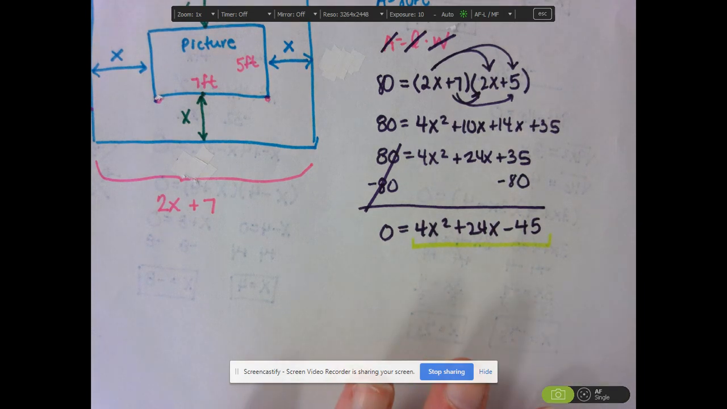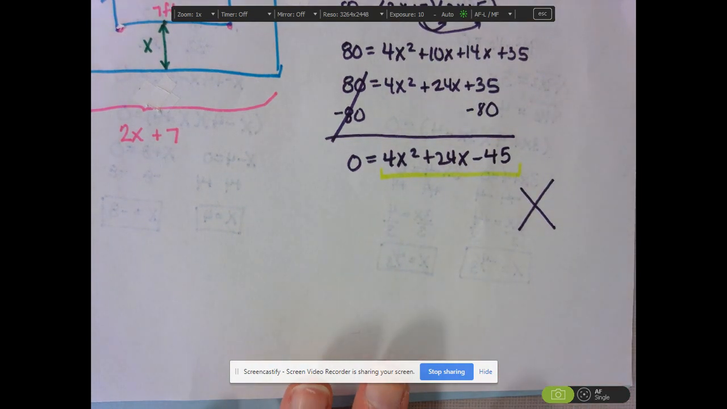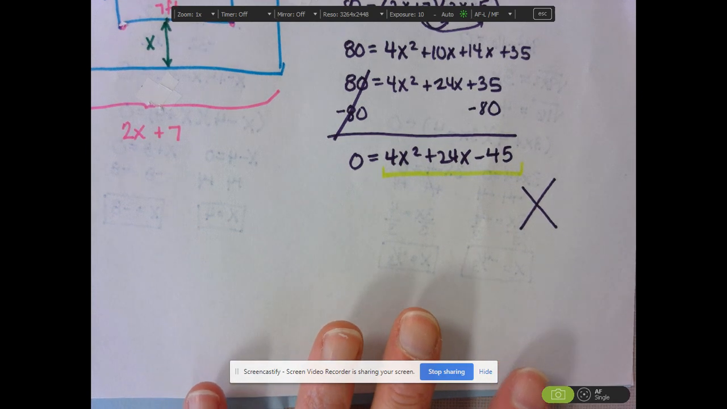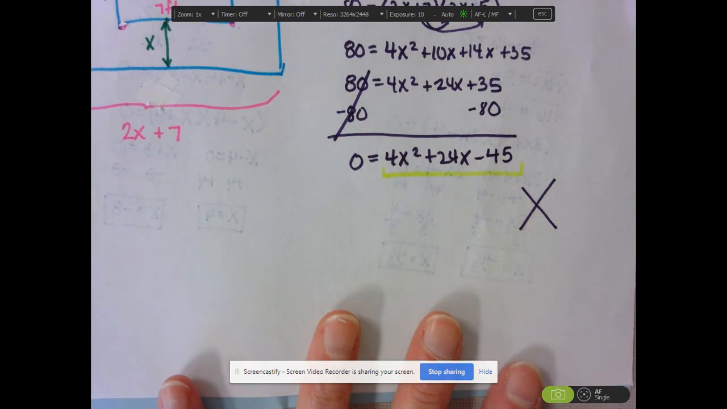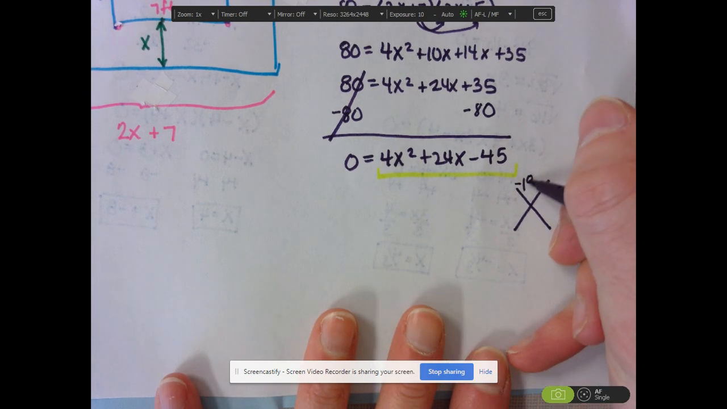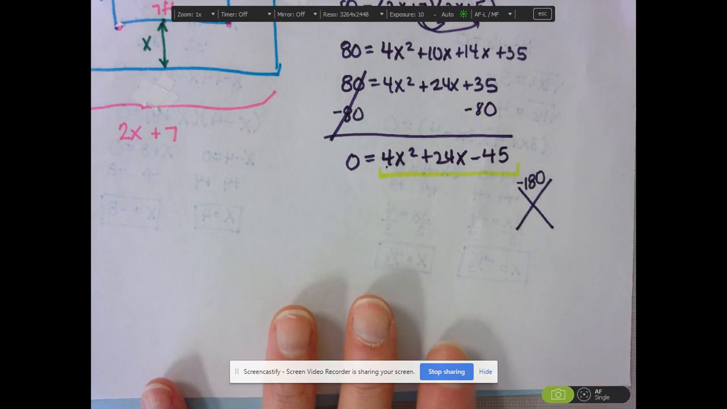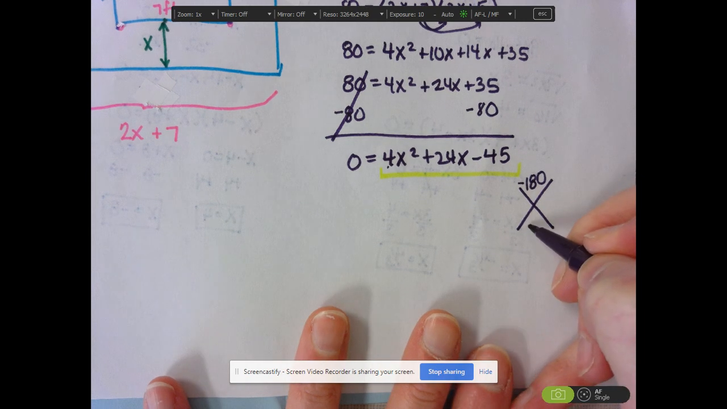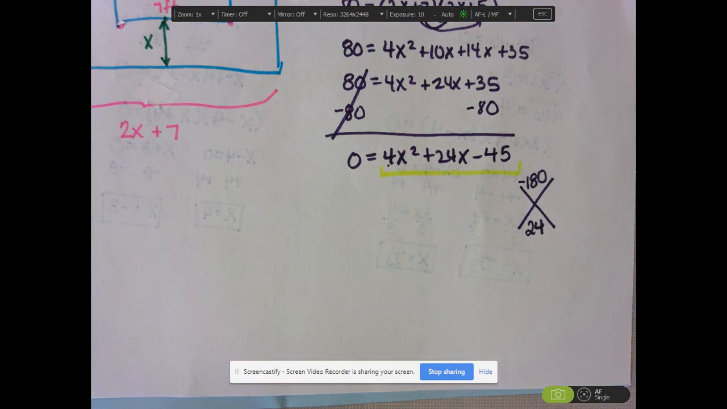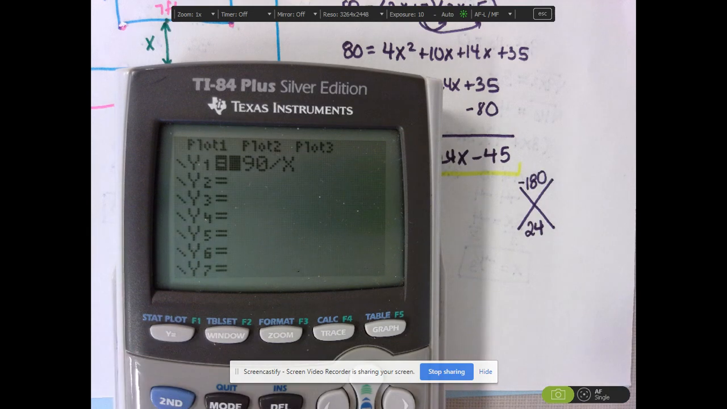Which one is it? Long trinomial. So for a trinomial, we do the x. What goes on the top of the x? You've already done it. Negative 180. To get that number, you multiply your leading coefficient times your constant. Watch the sign. What goes on the bottom? Positive 24. So you're looking for two numbers that multiply together to give you negative 180, but add up to give you a positive 24.